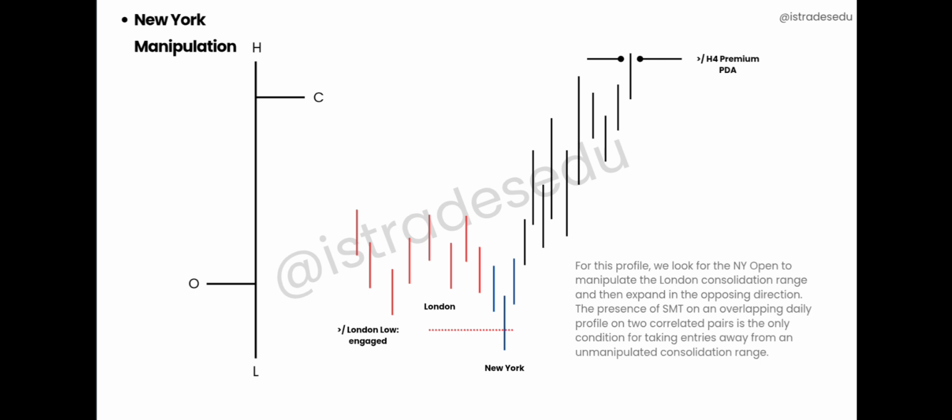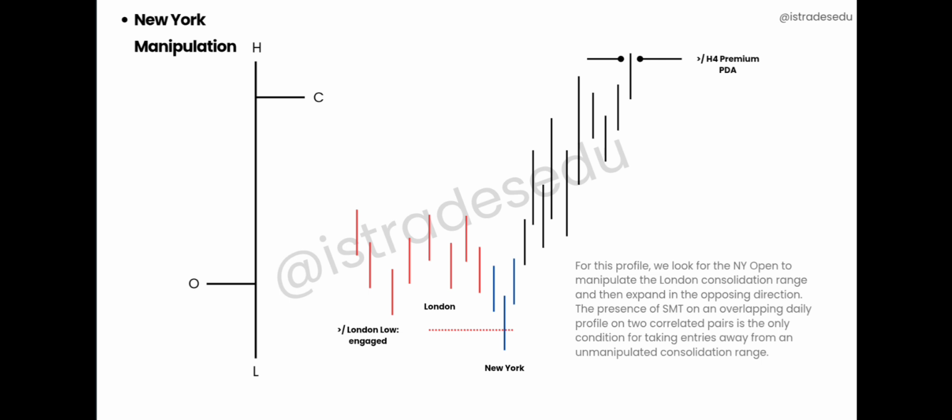Now the New York manipulation profile. For this profile, we look for the New York open to manipulate the London consolidation range and then expand in the opposite direction. Many times this means that the Asian is ranging and London also ranges, which means we form a consolidation, and then we are expecting that the New York open is going to manipulate that range that formed before expanding to our overall direction.